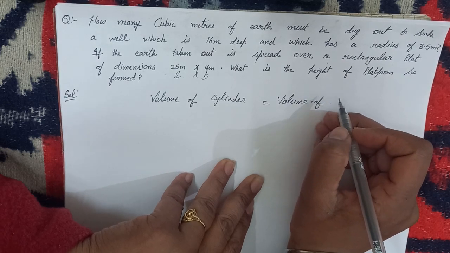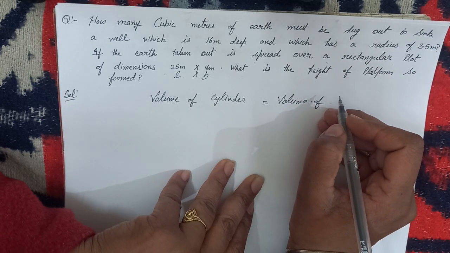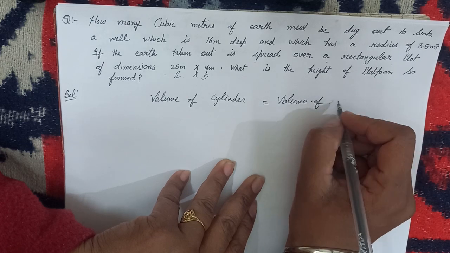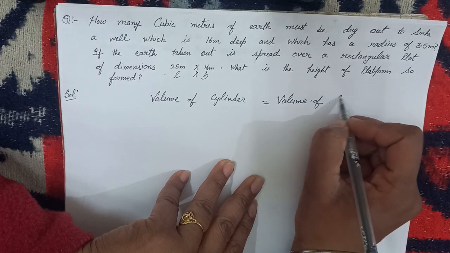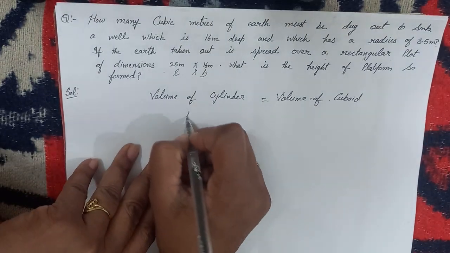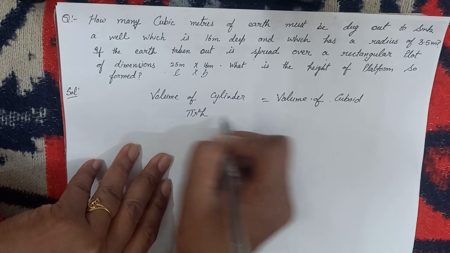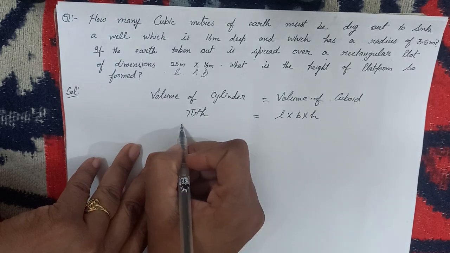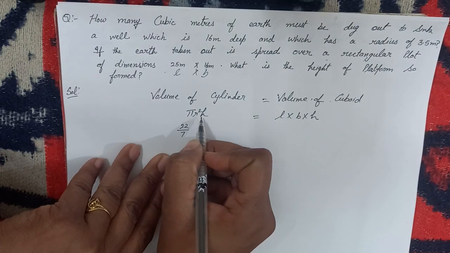Now the volume of a rectangle when it has a height, it becomes a... have you seen my previous video? If you have not seen it, please see it. Then you will come to know that when we give height to a rectangle, we get a cuboid. Now we will fill the values into both the formulas. Its value is 22 by 7 r.